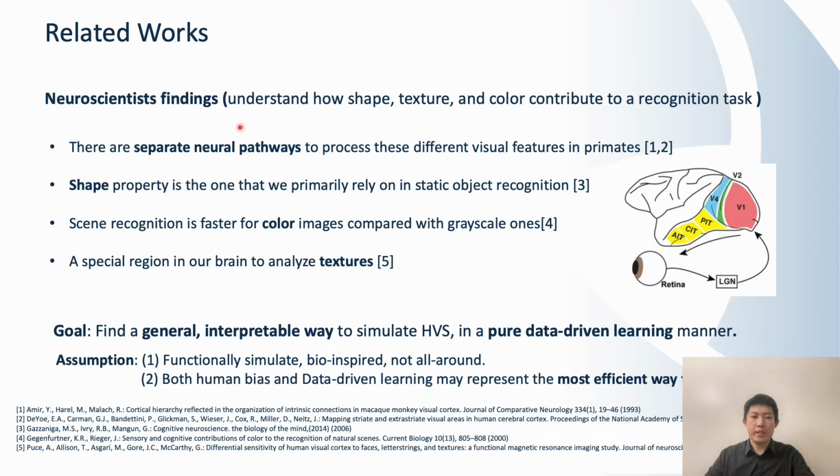Neuroscientists have some good findings. They find there are separate neural pathways to process these different features. And shape, color, and texture all play an important role in some decisions. So our goal in this paper is to find a general, self-interpretable way to simulate the human vision system, in a pure data-driven learning manner, because both human bias and data-driven learning may represent the most efficient way to solve the task.